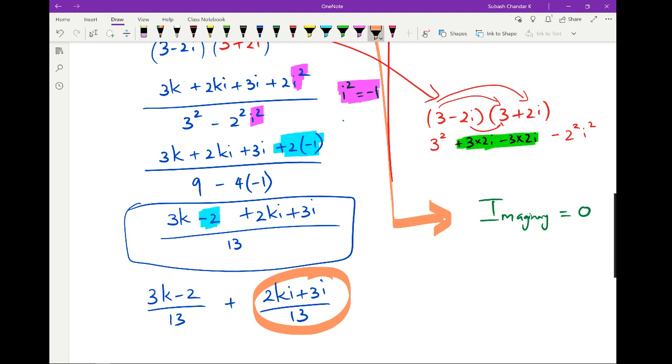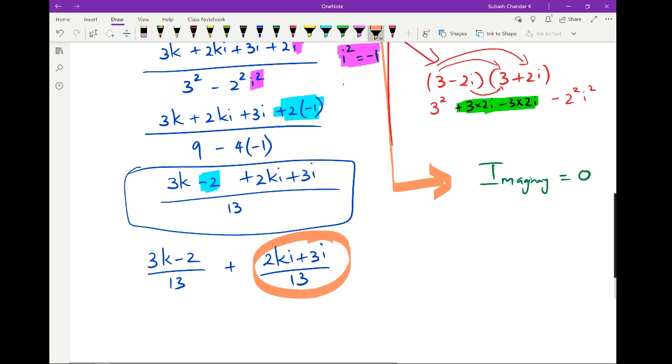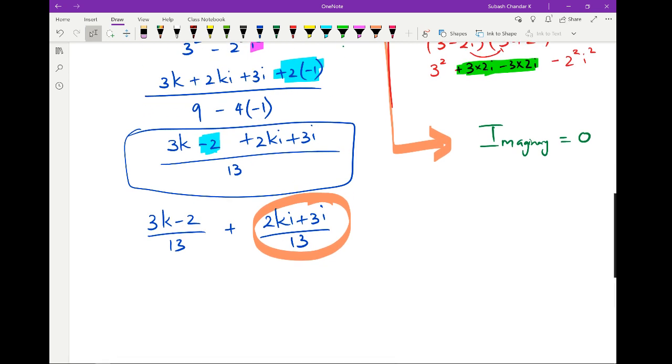No, we don't actually say i is equal to 0. The imaginary part is equal, oh sorry, when I say i is equal to 0, I'm thinking the imaginary part is equal to 0. So if the imaginary part is equal to 0, then we've got 2ki plus 3i over 13 is equal to 0.